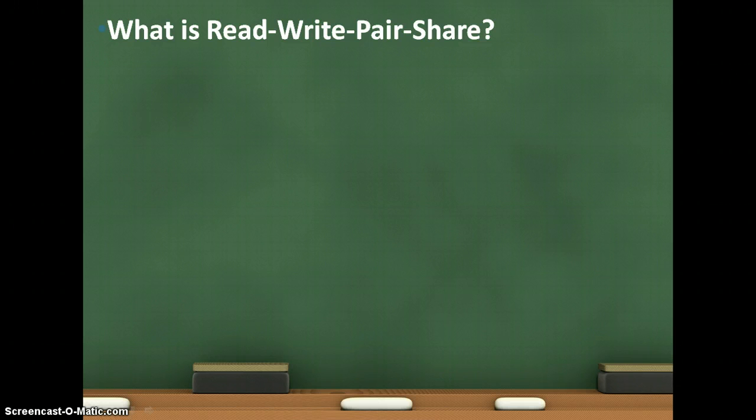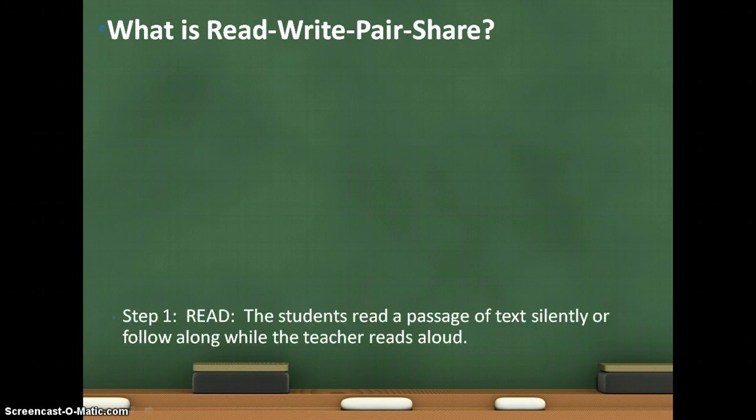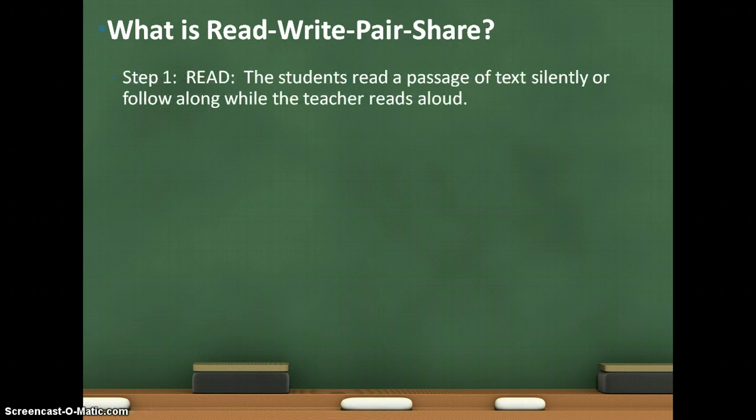Well, it's exactly like it sounds. The first step is the read step. In this step, the students read a passage of text silently or follow along while the teacher reads out loud. Now, this can be done in a variety of ways based on the reading level of the students. In the younger grades, it might be better for the teacher to read it aloud. In the older grades, they can probably read it silently. You could also incorporate other strategies such as echo or choral reading in this portion.